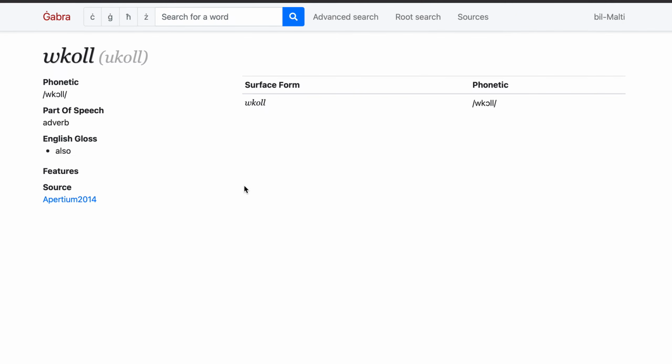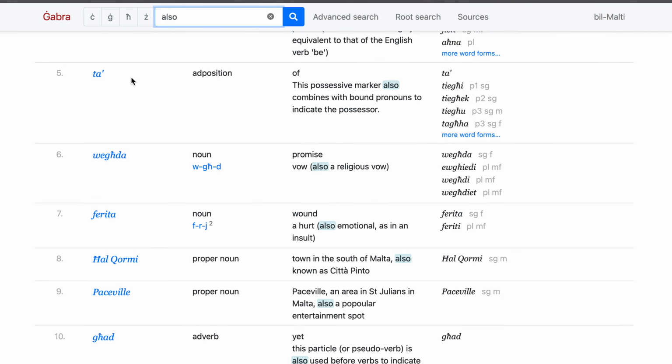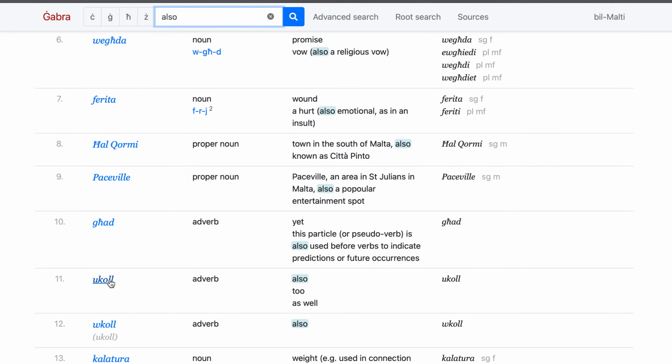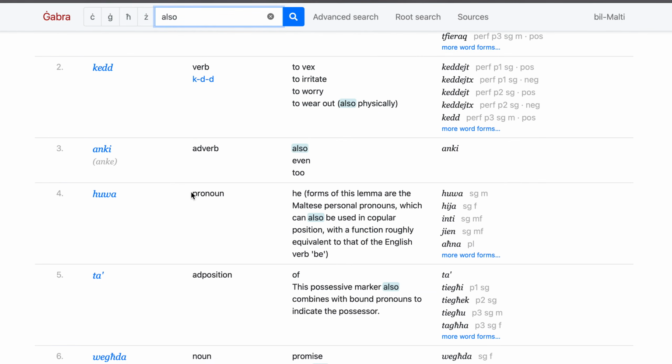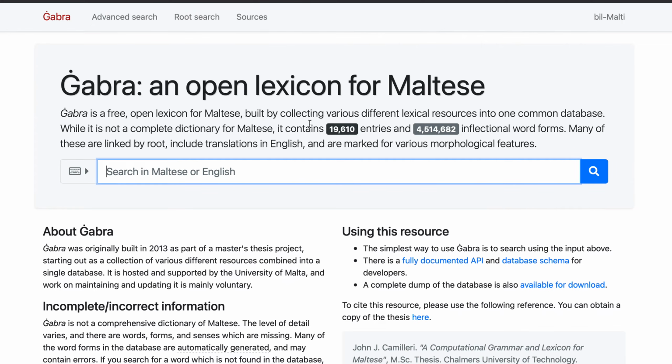Good. So it's really great. You can look for English verbs, or if you would type here also. Oops, not ilo, also. Then you would find it's somewhere here, ukol. So you will find also. Really great. Has a lot of words, as you may have seen on the opening page here. 20,000 entries and 4 million word forms. So obviously there are going to be some mistakes.